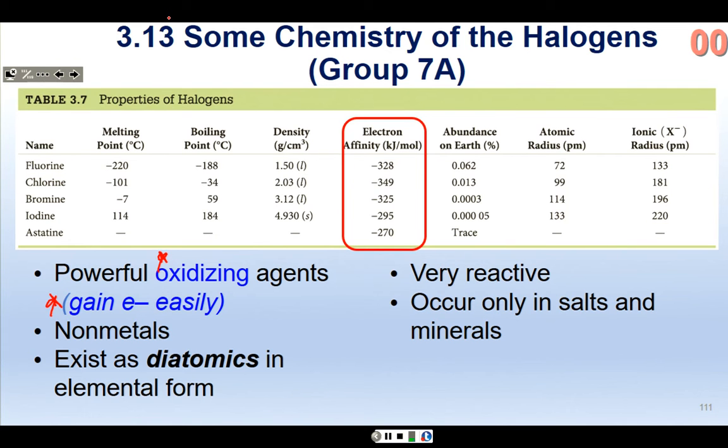They are seriously nonmetals, as you probably already figured out. They exist as diatomics in their elemental forms. We always show them as X2, whether it's fluorine, chlorine, bromine, iodine, or astatine, which is, of course, a very obscure element. It only occurs in very trace amounts anywhere. They are very reactive. Again, like their partners from the other side of the periodic table, they're very reactive, so they only occur in salts and in minerals in those kinds of places. Not very much is ever found by themselves, but you can isolate them.